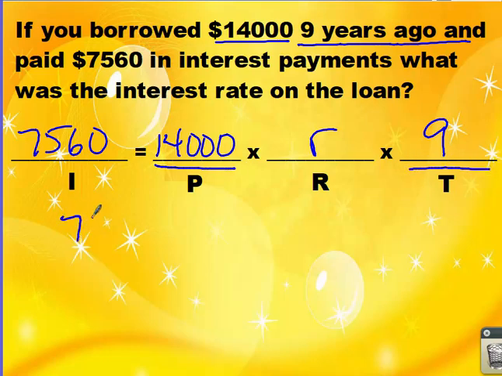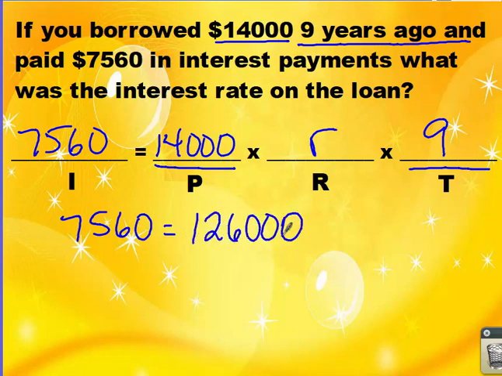So we end up with 7,560 is equal to, now if you multiply 14,000 by 9, I believe you end up with $126,000 R. Okay, so now I've got 126,000 R, and it's equal to 7,560. So how do I get rid of a multiply by 126,000? We do a divide by 126,000.